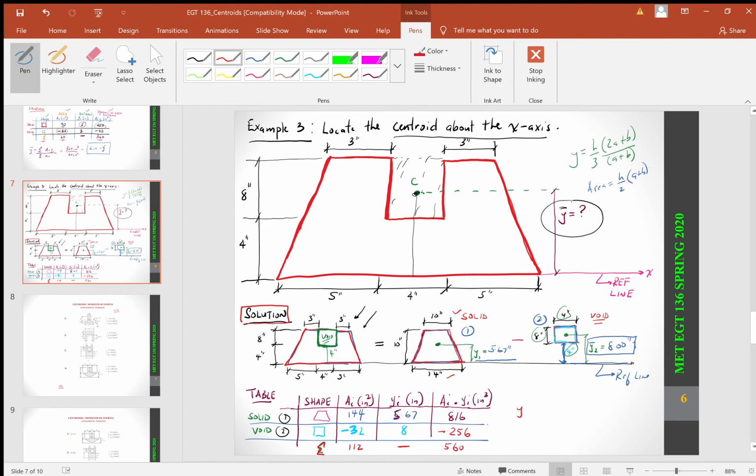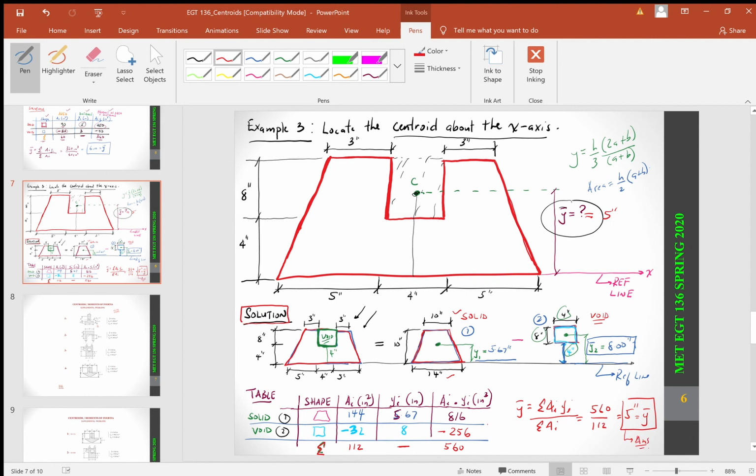So my y bar equals the summation of the product of my area and the centroidal distance of each component, divided by the sum of the areas. It's going to be 560 divided by 112, and that gives me 5 inches equals my y bar. So this y bar here equals 5 inches, and this is your answer.